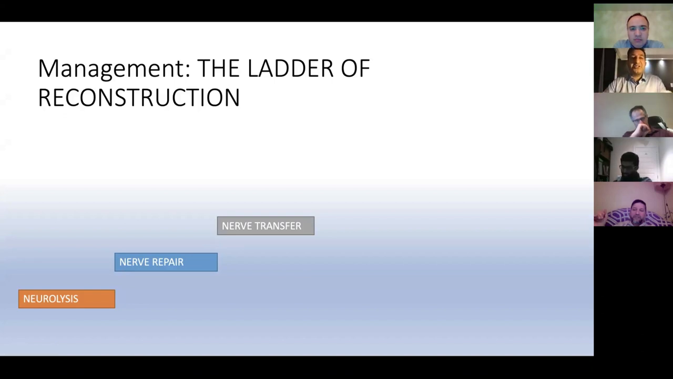If you find that the gap is too big, even with a graft, you may have to do something called a nerve transfer, where you take a nerve which is less useful elsewhere and transfer it to supply function. I think there are three main transfers that you should know for the exam. If somebody has an upper trunk injury, like a C5, C6, your priority is to restore shoulder stability.